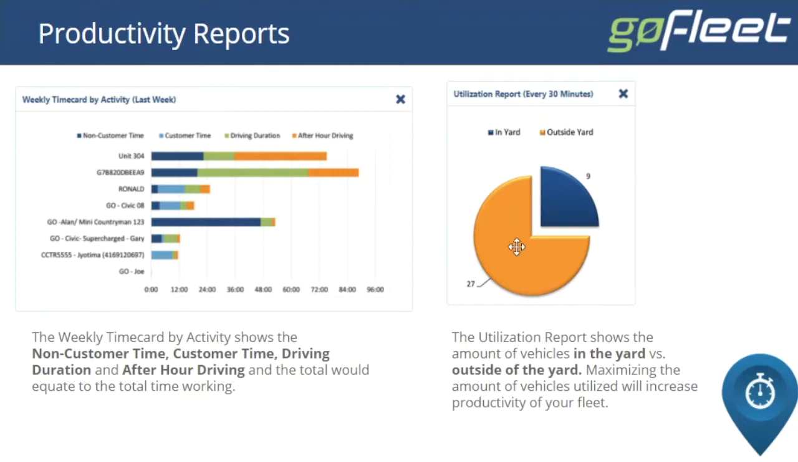Using this information, you can set expectations for your drivers. The utilization report here shows how many devices are in the yard versus outside of the yard. You can use this information to maximize the amount of vehicles utilized in order to increase productivity of your fleet.